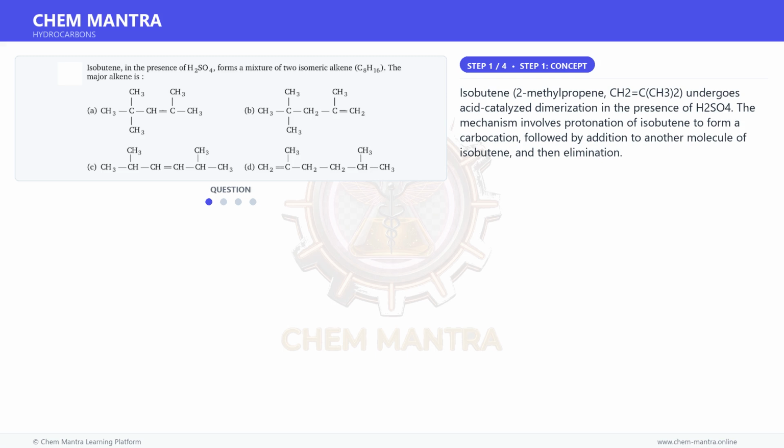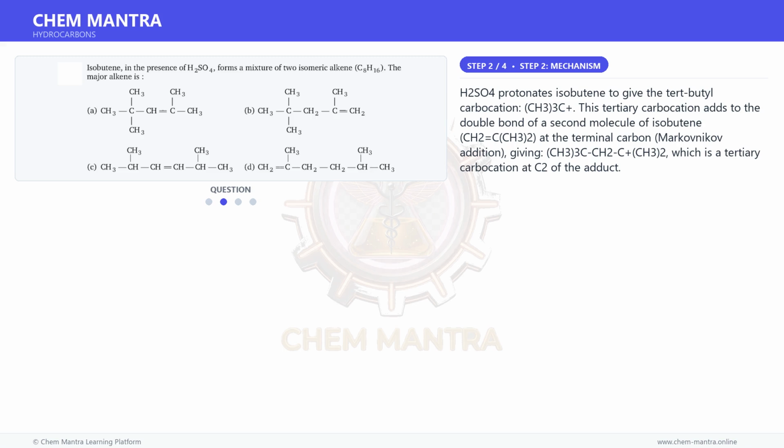Isobutene, 2-methylpropene, CH2=C(CH3)2, undergoes acid-catalyzed dimerization in the presence of H2SO4. The mechanism involves protonation of isobutene to form a carbocation, followed by addition to another molecule of isobutene and then elimination. Moving on to the next step.